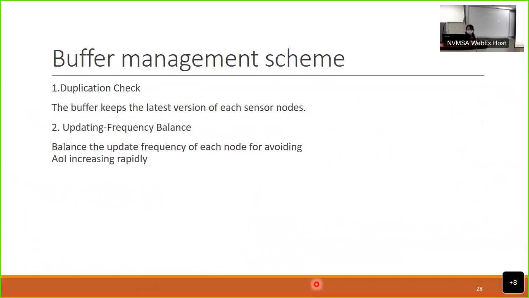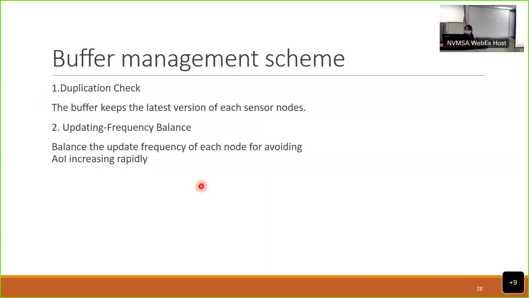Next, in our buffer management scheme, there are two main ideas. The first one is duplication check, because in our motivational example, we know that the system only needs the latest version of each sensor node. So if data comes to the transmitter and it has an old version, we can just replace the old version of the data. And the other one is updating frequency balance.